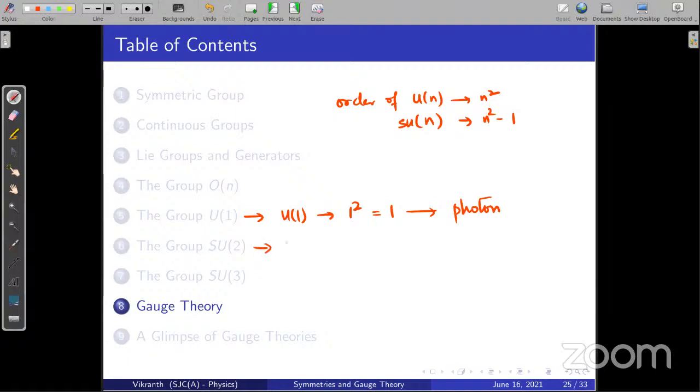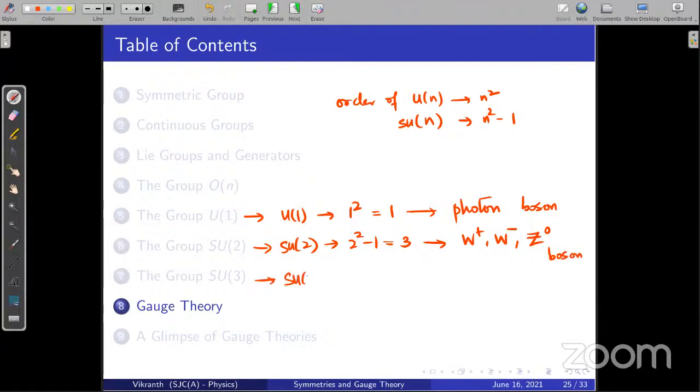Now for SU(2), we have 2 squared minus 1, which is 3. That corresponds to the W plus, the W minus, and the Z0 bosons. So this is a boson. This is a boson.